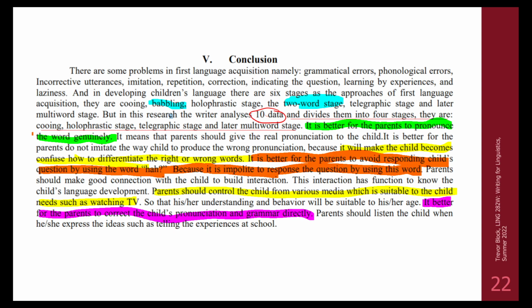They mention in the first set of blue highlights, babbling and the two-word stage, which was not included in the results section. So I don't know why they're including it here. They cannot make a conclusion because they have not studied it in the experiment. They also finally tell you how much data they've analyzed. It says the writer analyzes 10 data and divides them into 4 stages. That's fantastic. Why are we waiting to the conclusion to tell us how much data you analyzed?